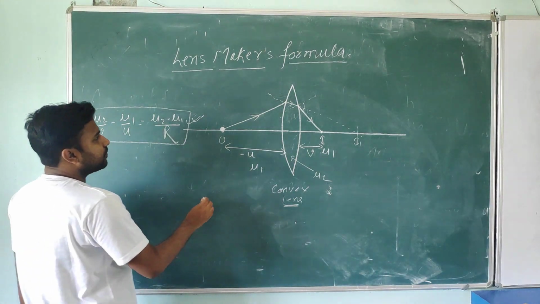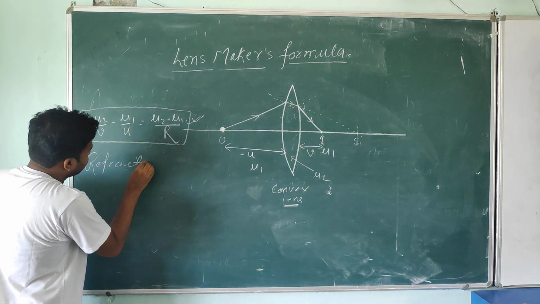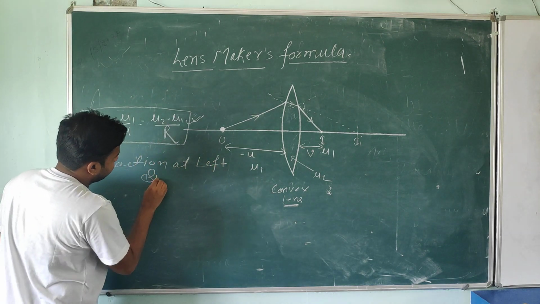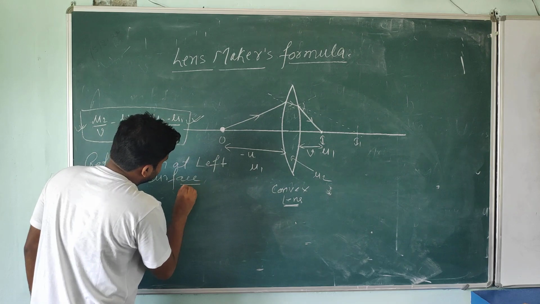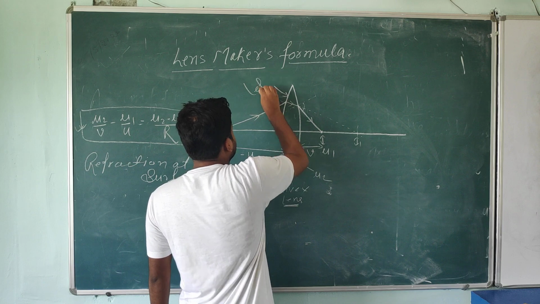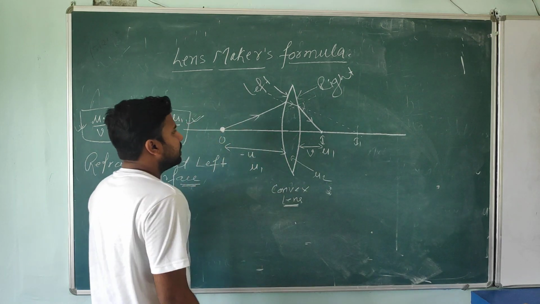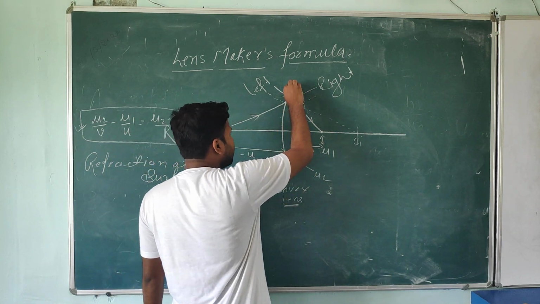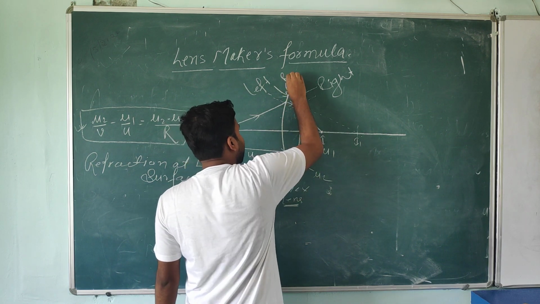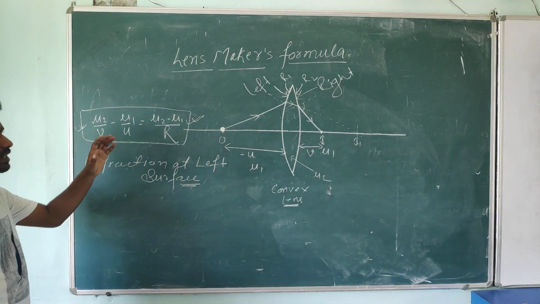Okay student, now first I am applying refraction at the left surface. This one is the left surface and this one is the right surface. I am assuming the radius of curvature of this surface is R1 and the radius of curvature of this surface is R2. We will use these concepts, that's why I am writing.